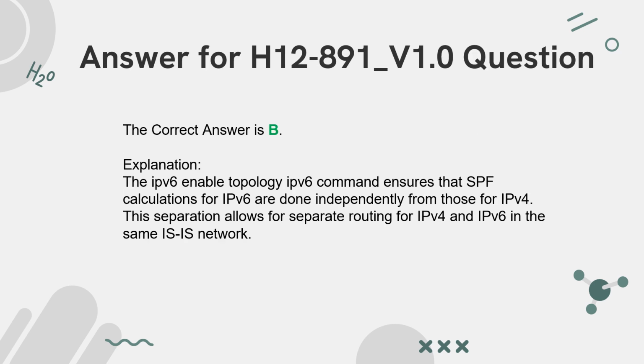The ipv6 enable topology ipv6 command ensures that SPF calculations for IPv6 are done independently from those for IPv4. This separation allows for separate routing for IPv4 and IPv6 in the same IS-IS network.